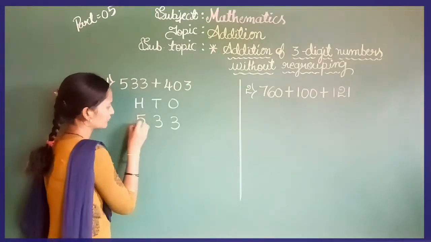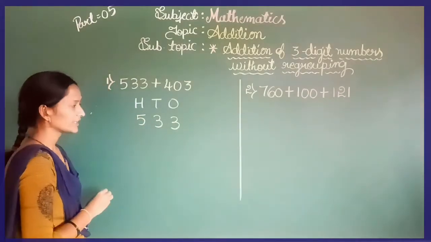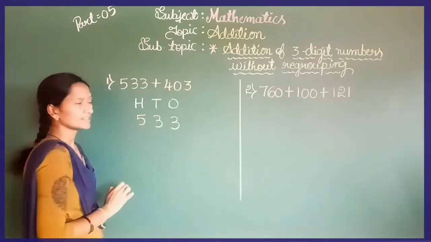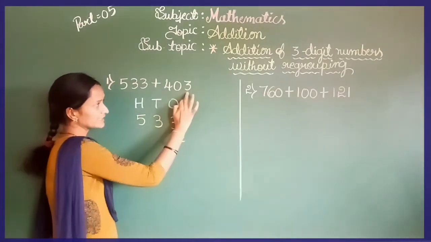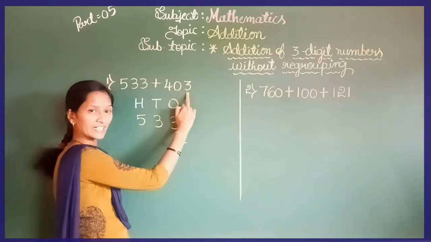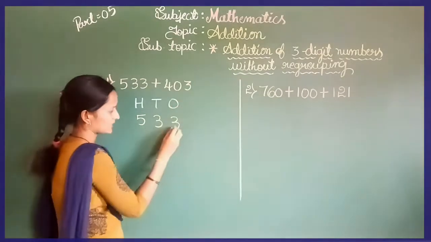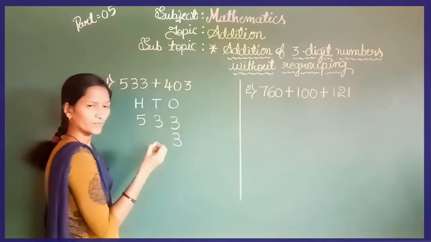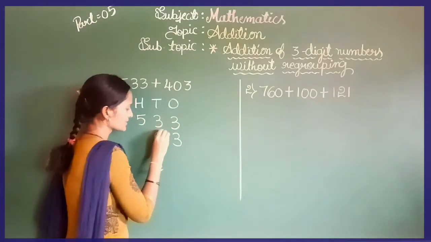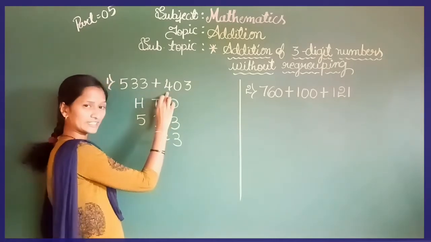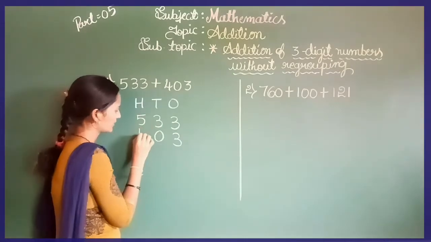So, I am writing 5 here. Okay. Come to the second one. It is 403. In 403, 3 is in which place? It is in ones place. So, I am writing 3 here. This 0, it is in tens place. And the 4, it is in hundreds place.